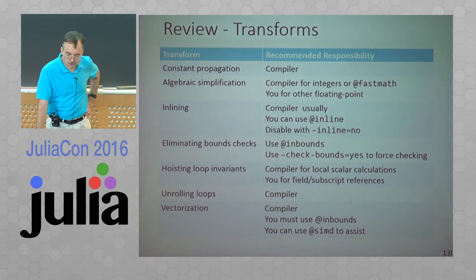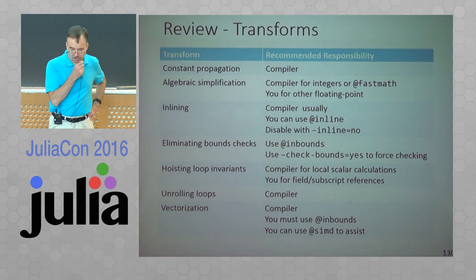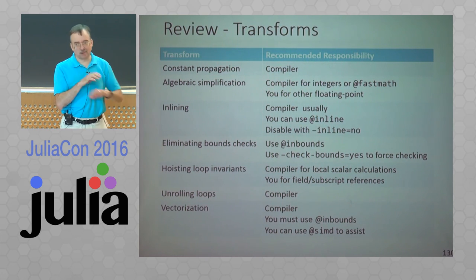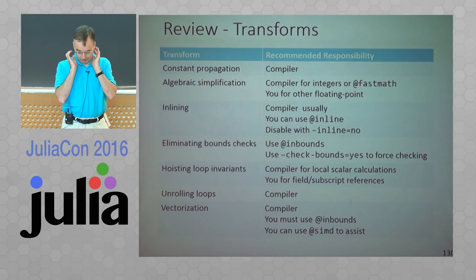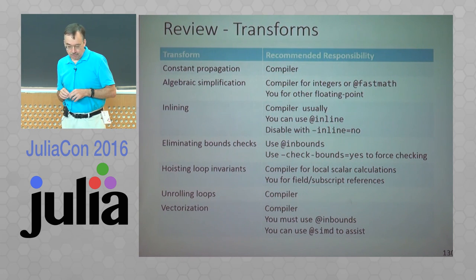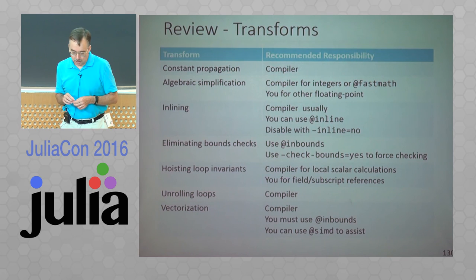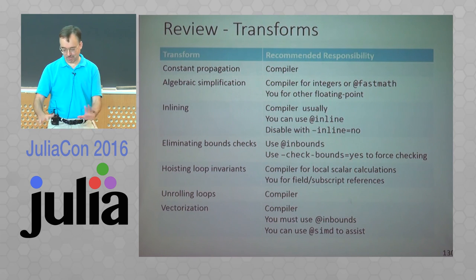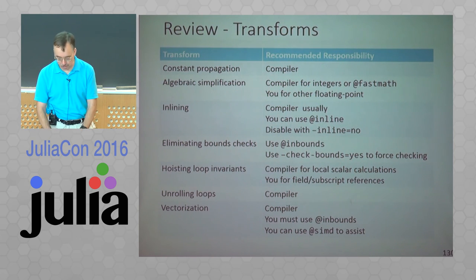Hoisting loop invariants, the compiler can do local scalar calculations, but field and subscript references that are invariant, you need to hoist yourself. Unrolling loops, let the compiler do it. You're just making life difficult for the compiler writer if you do it by hand. Vectorization, the compiler does it, but sometimes you have to use @inbounds on the subscripts and use @simd to give an assist to the compiler and say, I promise the order doesn't matter for the loop iterations.